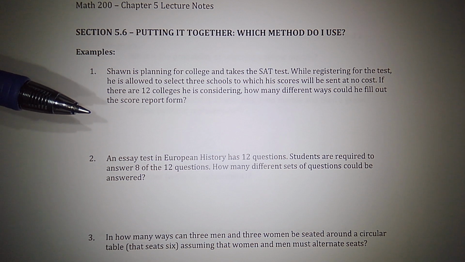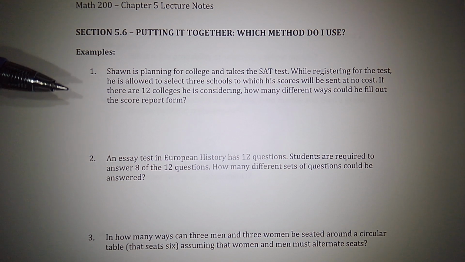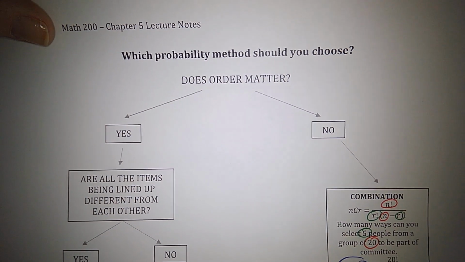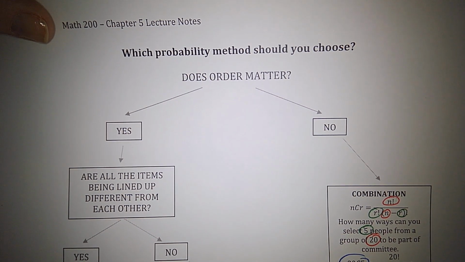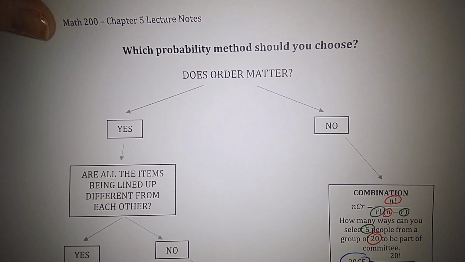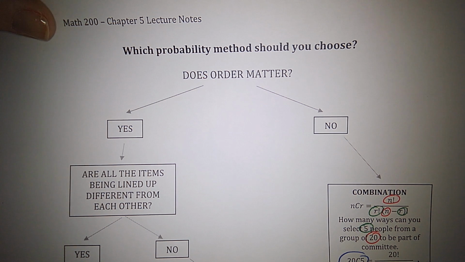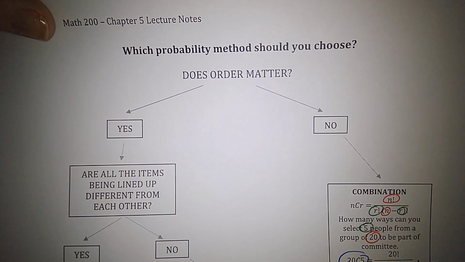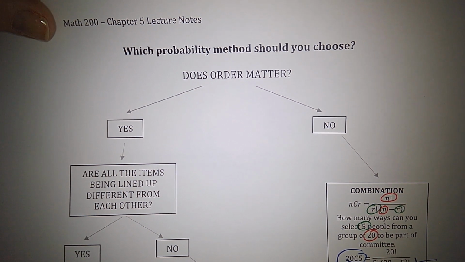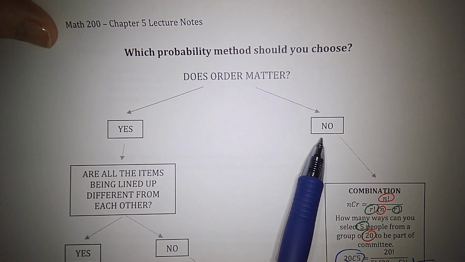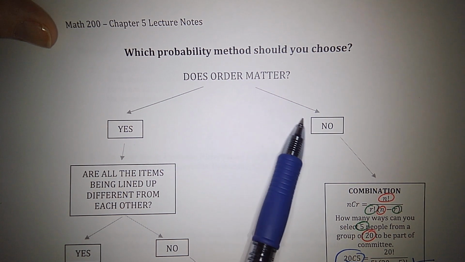Well, this is asking me how many ways, so this is a counting technique. Out of the counting techniques, we're asked to find which one of these different ways we are supposed to select. So ask yourself, does order matter? In the question it says that he's allowed to select 3 schools out of 12 in order to send his SAT scores to. So does the order matter in which the 3 schools are selected? The answer is no. It does not matter because the SAT scores are going to get sent to all of the schools; the order in which they receive them does not matter.